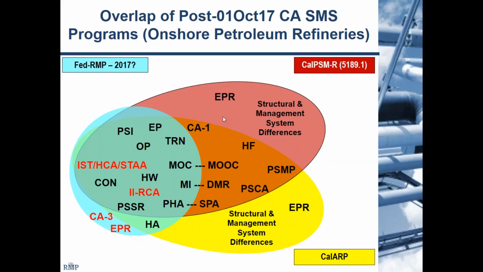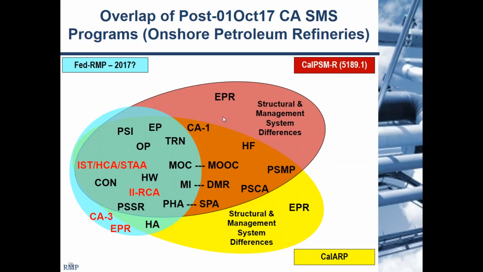Compliance audit, third-party compliance audits, additional emergency response planning requirements, root cause analysis for incident investigations, and safer technologies and alternatives analysis are not required right now by federal RMP requirements for facilities that are encompassed by those. Now, back to California refineries.